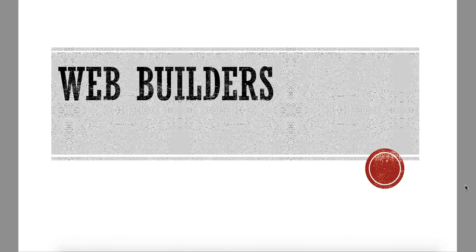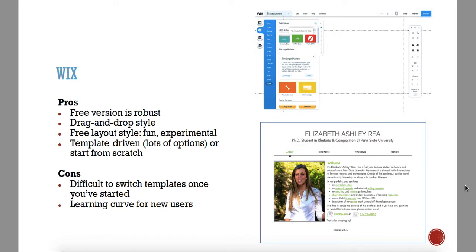Now, quickly, before I wrap up, I do want to introduce you all just briefly to a couple of web builder options. There are many that you can use. The DS works a lot with Wix. Wix is a really incredible program, especially for the fact that it's a free program. The free version is very robust. It has many, many options. It has a drag and drop style, so there's a lot of customization options. In fact, very, very many customization options. It's really fun and experimental, and it's template driven. So you can choose a template, or you can also design a website entirely from scratch as well.